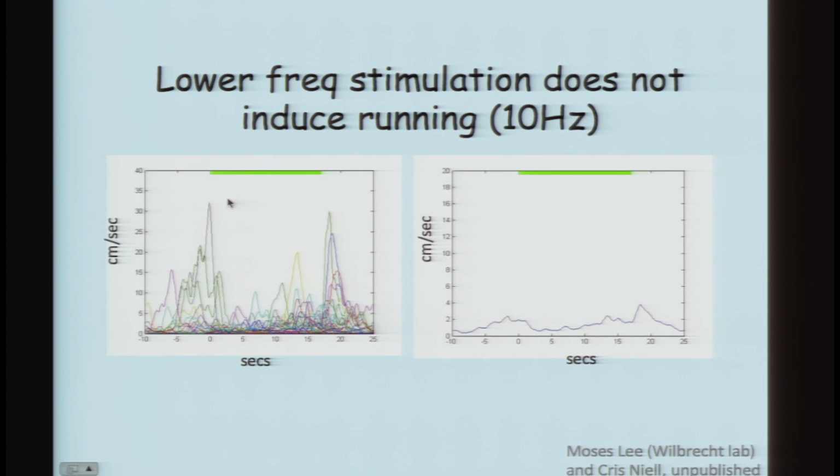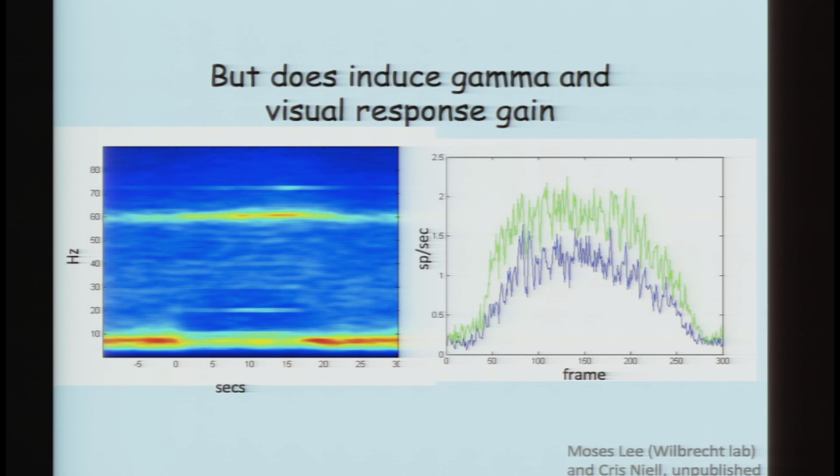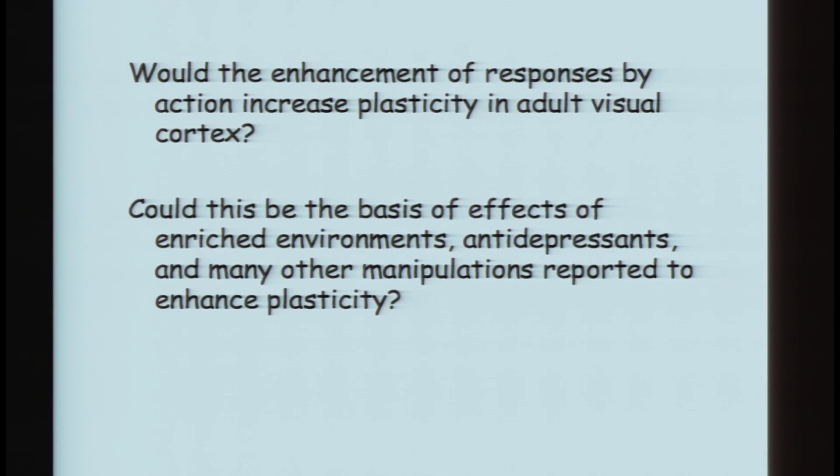But if you stimulate with the laser at lower rates, you don't induce locomotion, but you still induce the increased gamma oscillation, and you still induce the visual response gain. So it looks like it's this ascending neuromodulatory input which is being activated from the tegmentum that's important for the visual response gain.